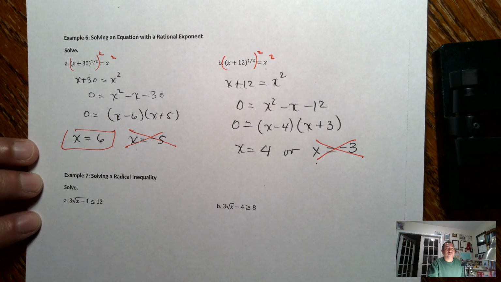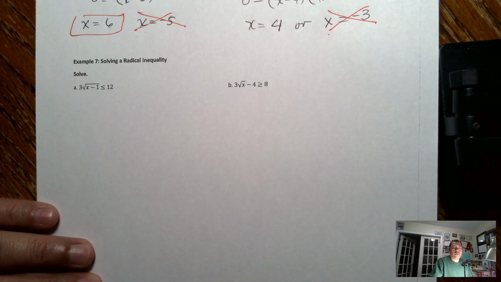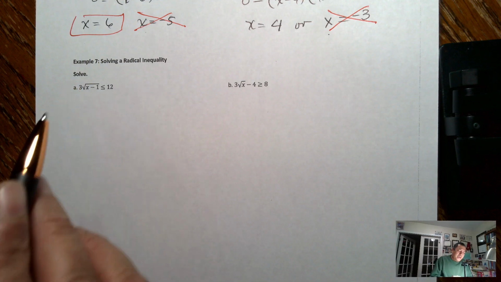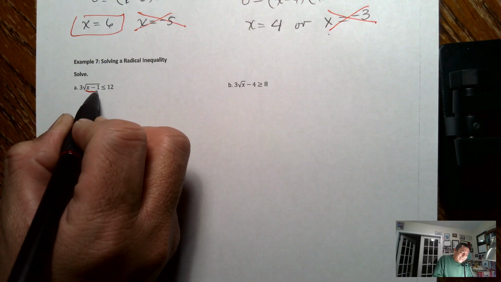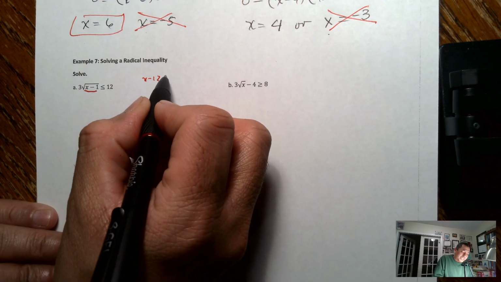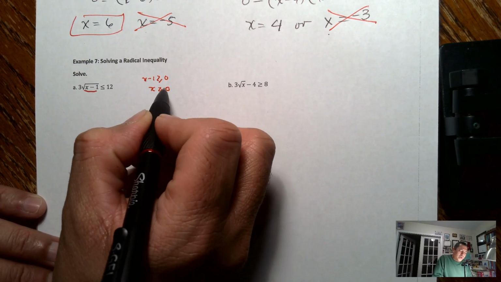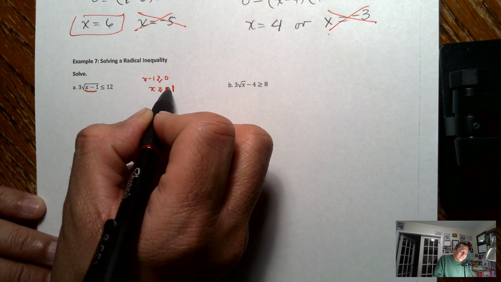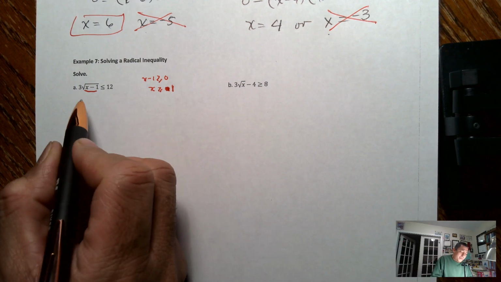Now we're going to move to example number 7. We're going to solve an inequality. So in example number 7, in this case for A, I'm going to check the domain. The domain, remember, we're going to take what is inside the radical, x minus 1, and it has to be greater than or equal to 0. So x is greater than or equal to positive 1. Anything less than positive 1 is not going to be part of the solution.